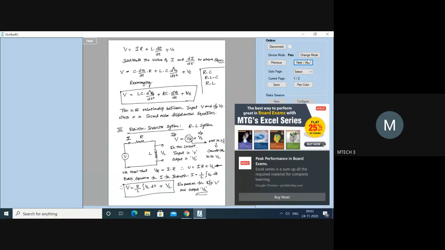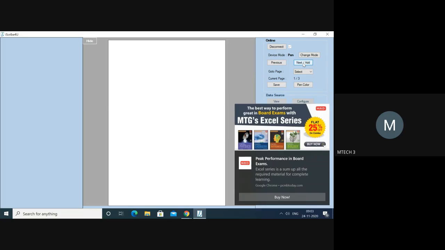For the following circuit, derive a mathematical model to relate the input and output. Okay, write down this circuit first.